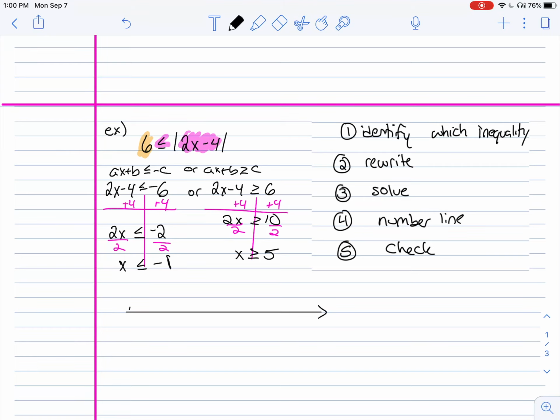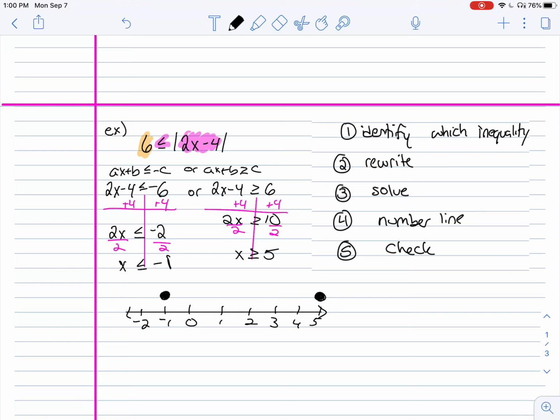So I want to make sure I'm hitting all numbers between negative 1 and 5. So I'll start at negative 2, 1, 2, 3, 4, and 5. And I'm going to be using closed circles because I have less than or equal to. So I put a closed circle at negative 1, and I put a closed circle at positive 5. And then I just kind of read.